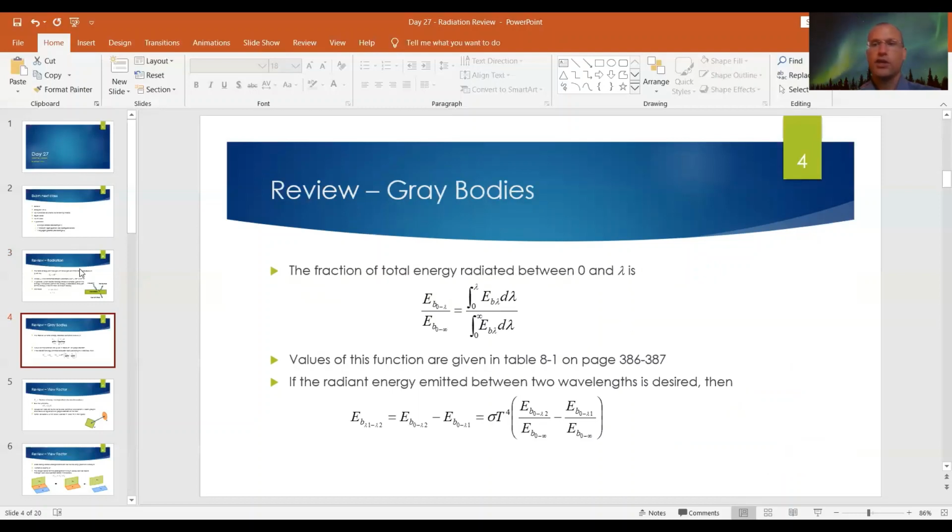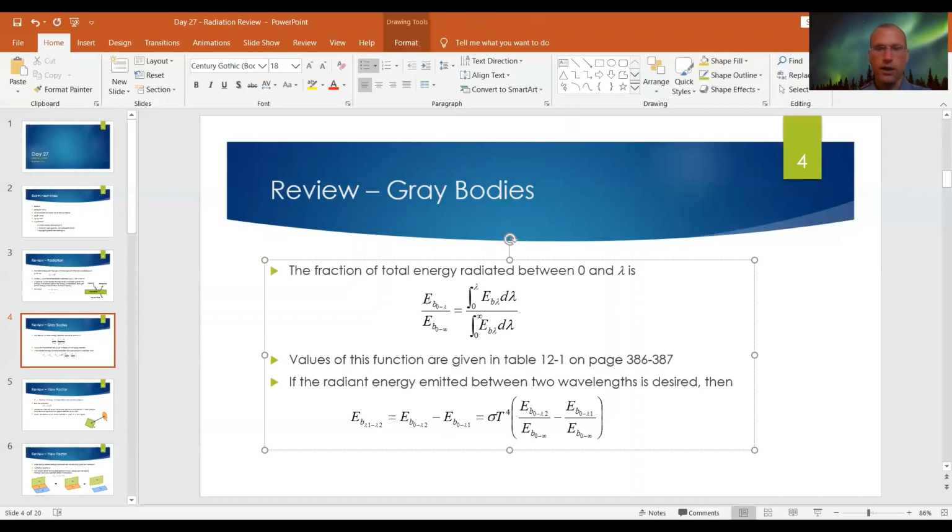Then there are these wavelength relationships for gray bodies: the fraction of total energy radiated between 2 wavelengths. For this case, it's 0 and some wavelength lambda. You can get these fractions, E_b from 0 to lambda over E_b from 0 to infinity. This total fraction is given in the table in chapter 12, and it's basically the integrated energy from 0 to lambda divided by the total energy from 0 to infinity. Again, it's not table 8-1, it should be table 12-1, I think.